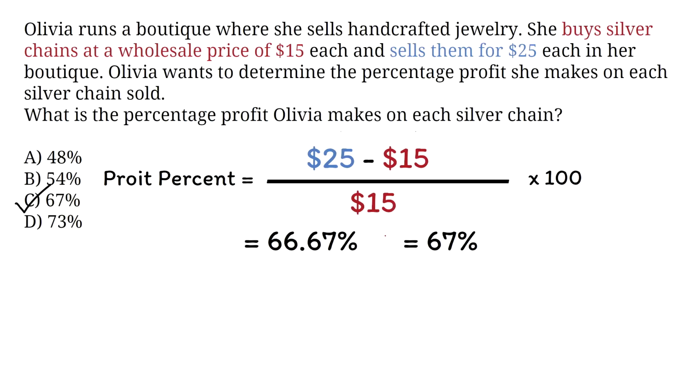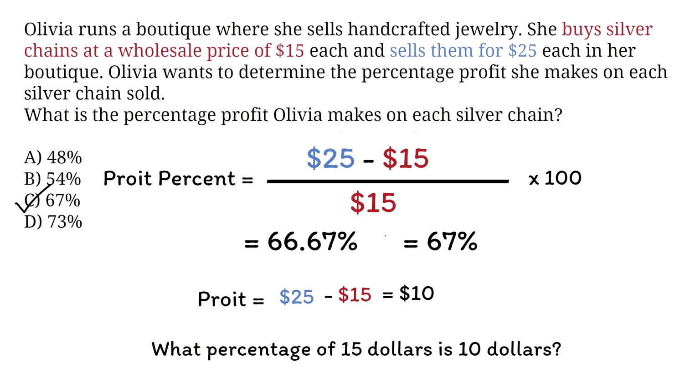If you don't remember the formula, then the way to go about it is to first find the profit. The profit is the selling price, that is $25, minus the cost price, which is $15. This will give us $10. From here, you are just finding what percentage of $15 is $10, like what we saw in the previous question.